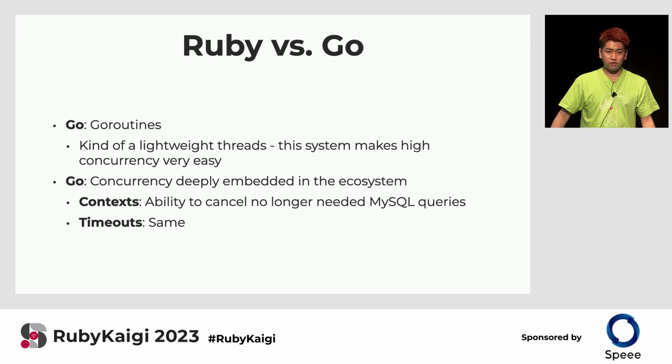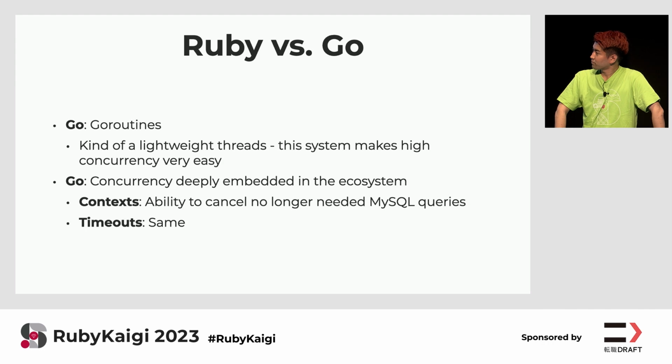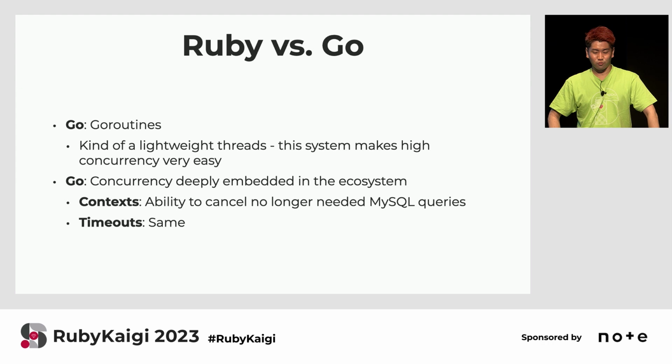So it can be used to cancel no longer needed MySQL queries. Say the client canceled the HTTP request. The initiated query wouldn't be of any more use. So we can just cancel it and save MySQL CPU. And timeouts are the same. So yeah, I think embracing concurrency as an ecosystem is needed to give Ruby a better chance to win ISUCON.